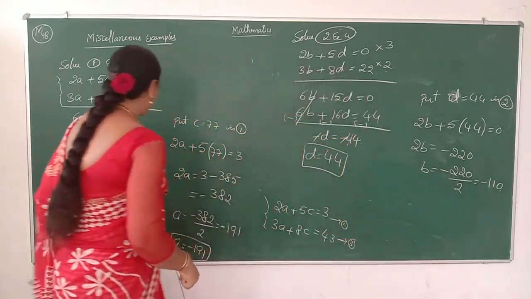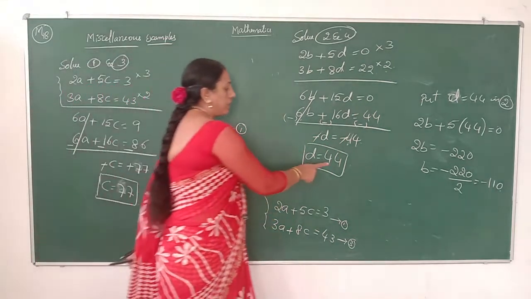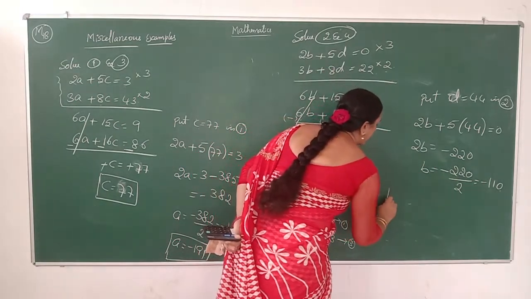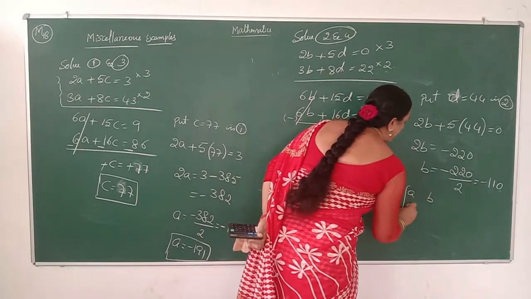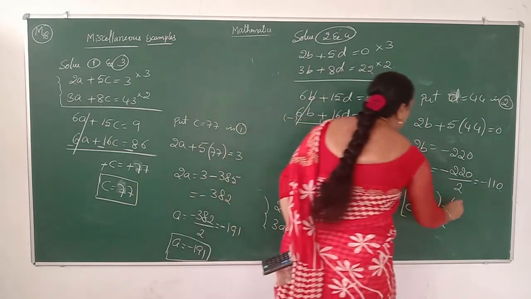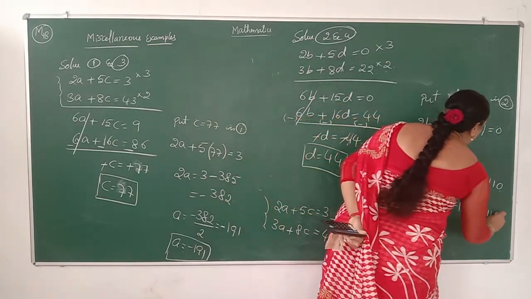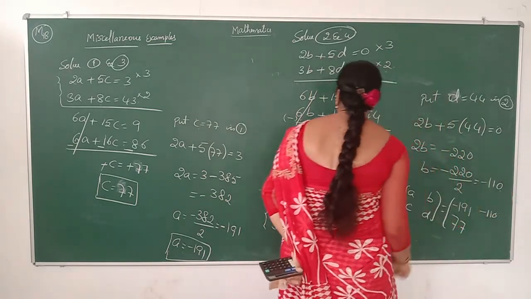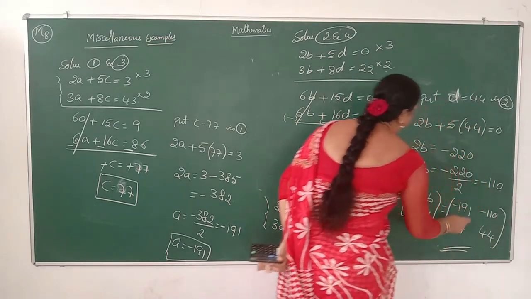Therefore A is minus 191, C is 77, D is 44, and B is minus 110. The elements of matrix D are generally written as A, B, C, D. Therefore the elements of matrix D are: minus 191, B is minus 110, C is 77 and D is 44. So these are the elements of the matrix D.